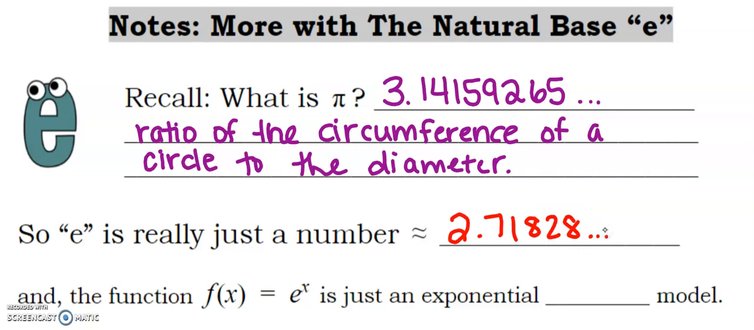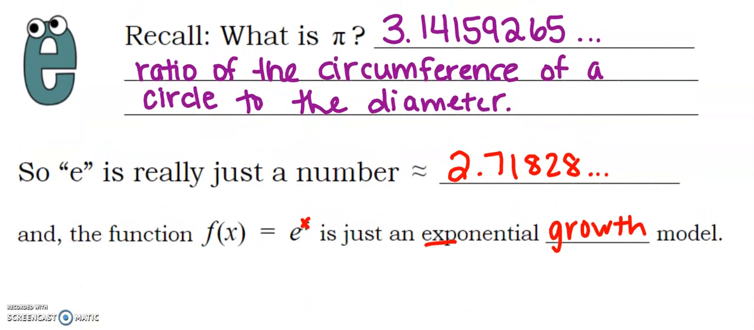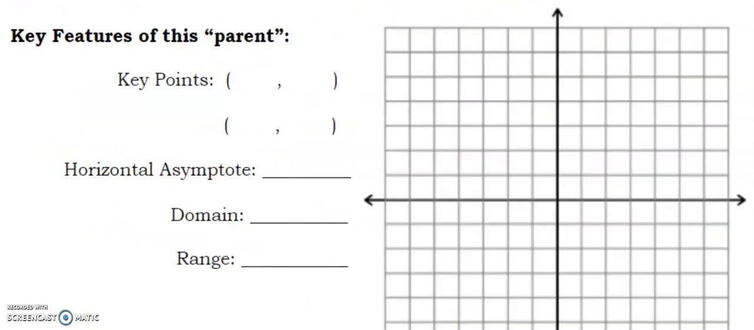But you do have an e button on your calculator. We're going to use the function f of x equals e to the x. We again have an exponential because we have a variable in the exponent. And since e is between 2 and 3, this would be an exponential growth. So everything we know about our exponential growth is going to still apply when we have e as our base.